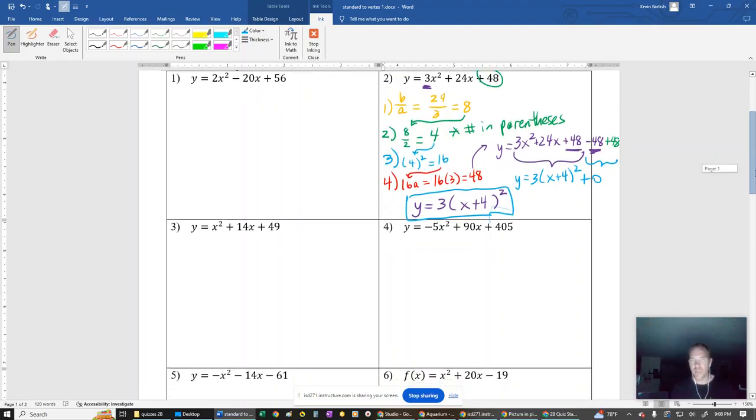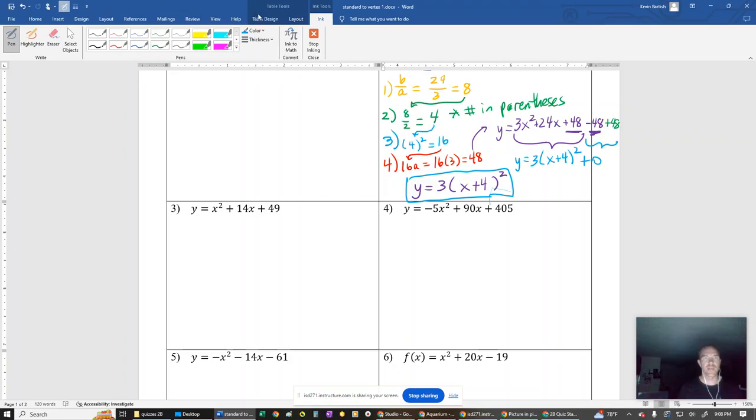But number 4 here, again, if I want to just get started right off the bat, I could say, hey, my vertex form, it's going to be a is negative 5.